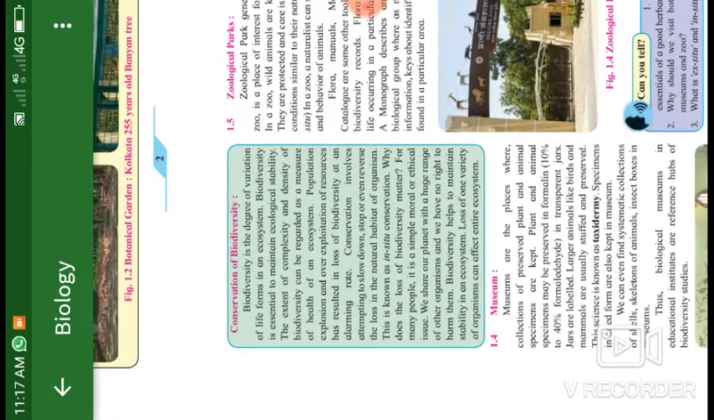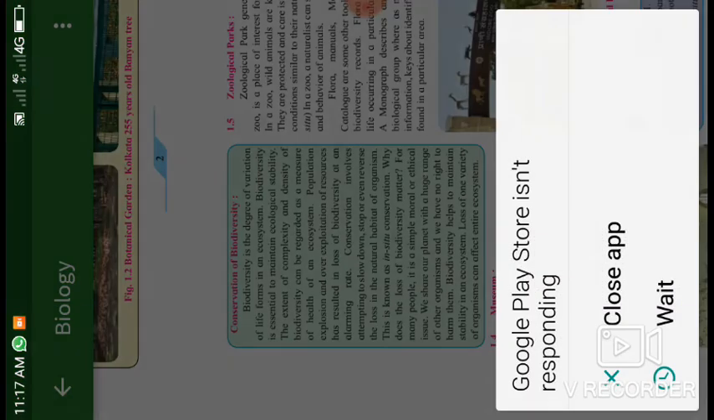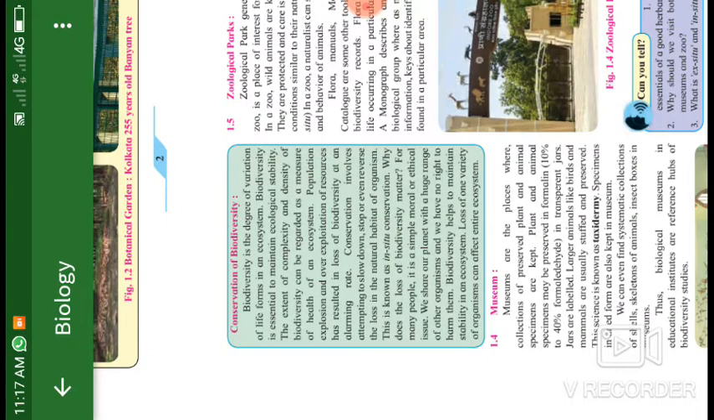Conservation of biodiversity. Biodiversity is the degree of variation of life forms in an ecosystem. Biodiversity is essential for maintaining ecological stability. The complexity and density of biodiversity can be regarded as a measure of the health of an ecosystem. Population explosion and overexploitation of resources have resulted in the loss of biodiversity at an alarming rate. Conservation involves attempting to slow down, stop, or even reduce the loss of essential habitats on Earth. This is known as in situ conservation.